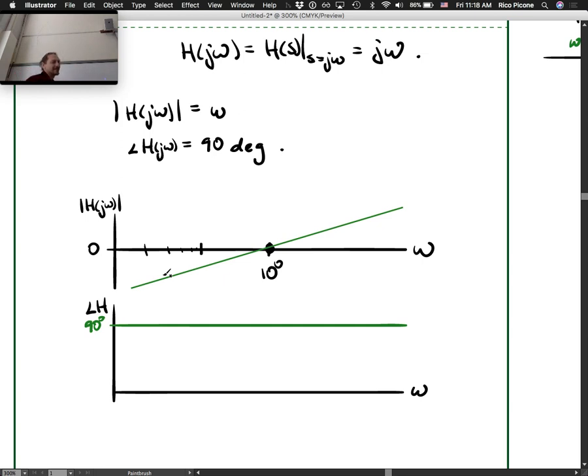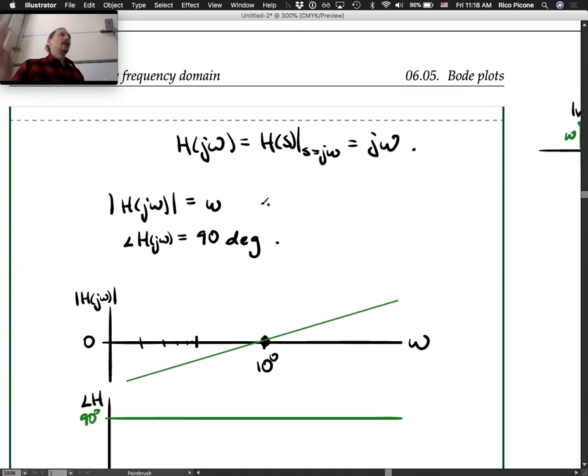Okay. So the plot is pretty simple, right? I mean, we're just plotting the magnitude and the phase of the frequency response function. So we can just go back to what the frequency response function is and find the magnitude and plot it, and find the phase and plot it, right? There's nothing magical about the Bode plot. You could just go to the definition of what it is and do it.